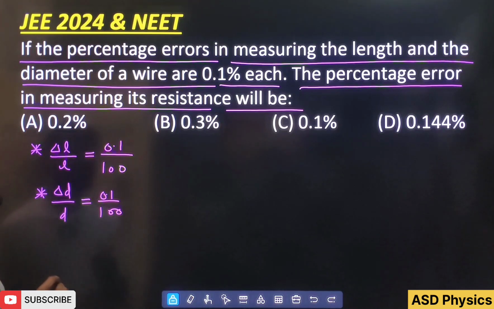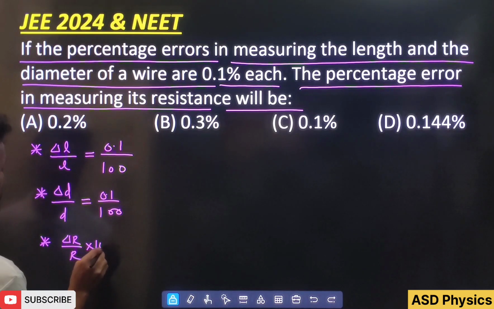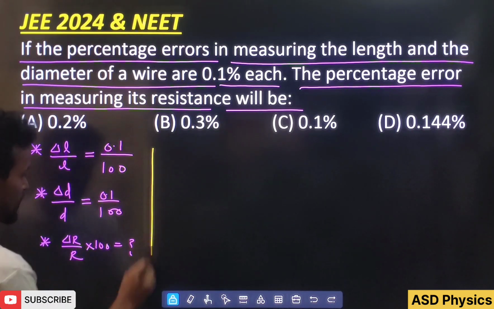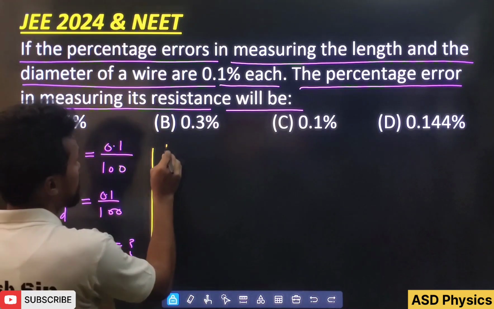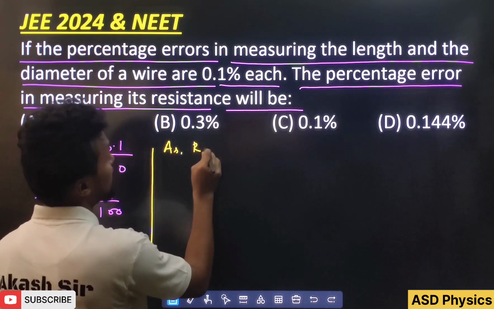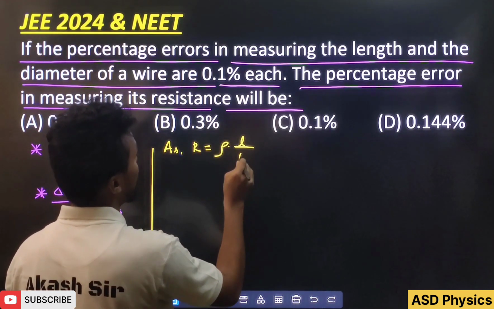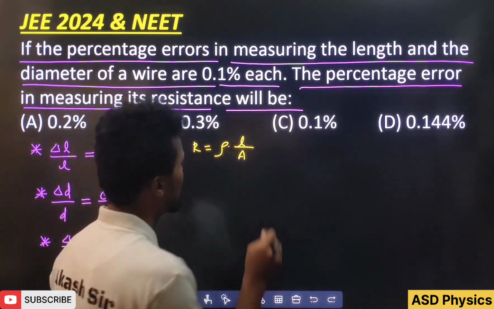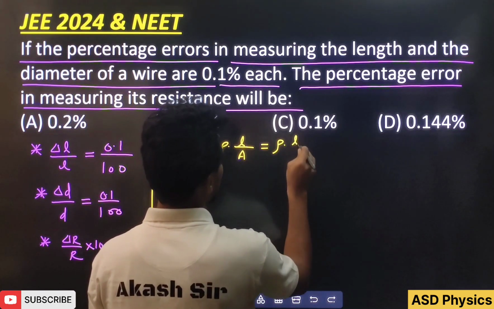What they are asking here, students? They are asking the percentage error in resistance. That means they are asking this one, delta R by R into 100. What will this value come to? This they are asking. So now we will use the formula. What is the formula? See here, R equals rho L by A. We are measuring length and area. We are not using rho and all, so there is no other chance. Okay, but let's simplify this.